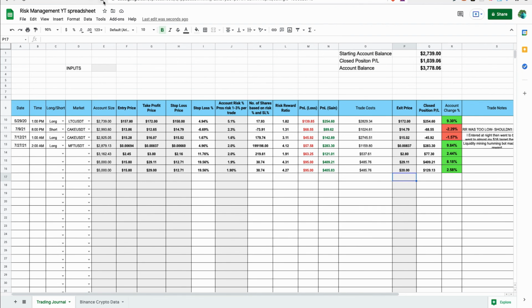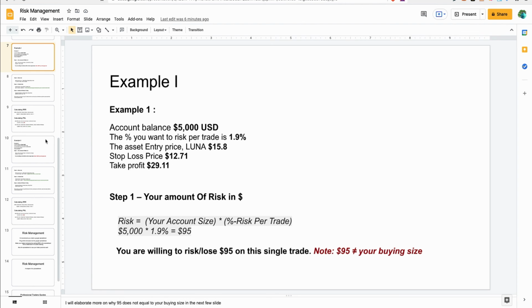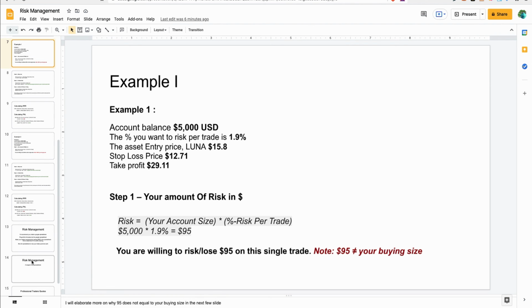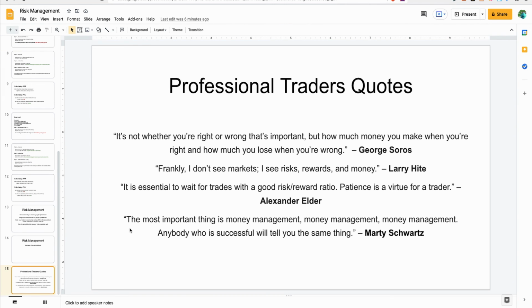So it's important to have a spreadsheet. I gave you all the formulas. You could easily plug it into a spreadsheet and build your own. And you want to have a good risk management policy or rules for yourself. And with this, I'm going to end it with these professional traders' quotes.